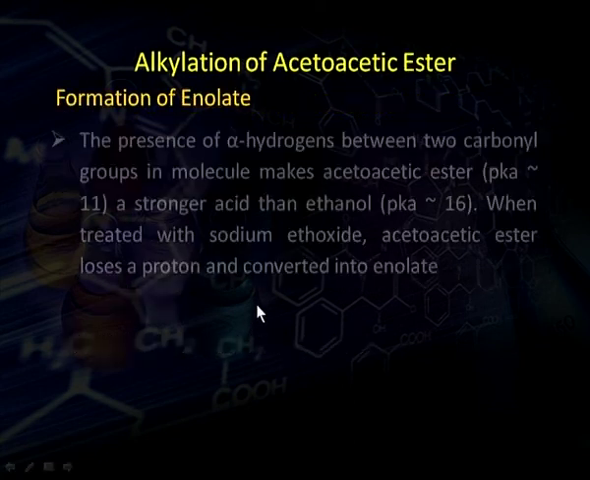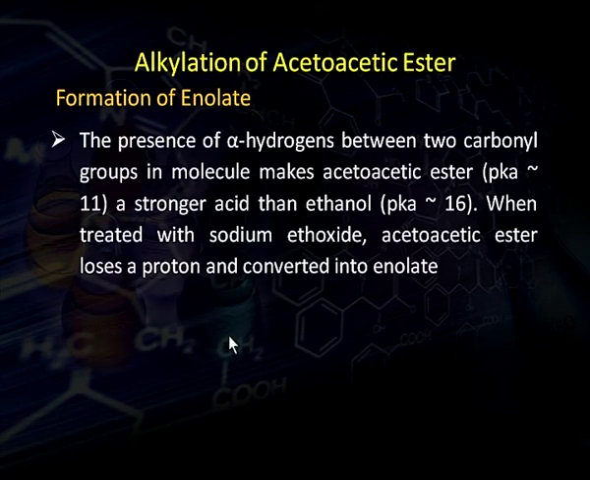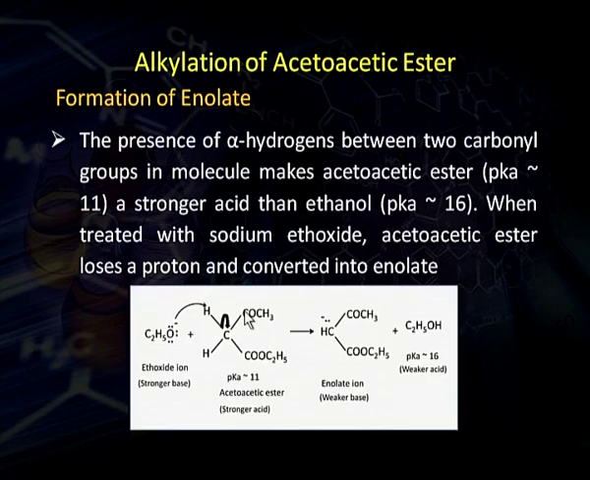Formation of enolate: the presence of alpha hydrogen between two carbonyl groups makes acetoacetic ester a stronger acid than ethanol. The pKa of acetoacetic ester is 11 and that of ethanol is 16. When treated with sodium ethoxide, acetoacetic ester loses a proton and is converted into the enolate ion. This reaction goes in the forward direction since ethanol is a weaker acid than acetoacetic ester.